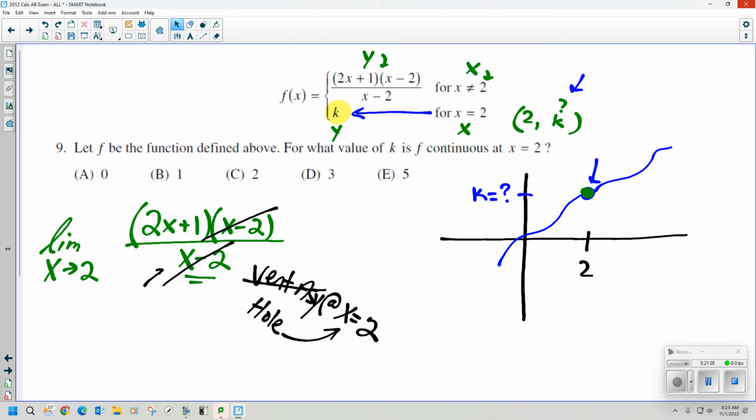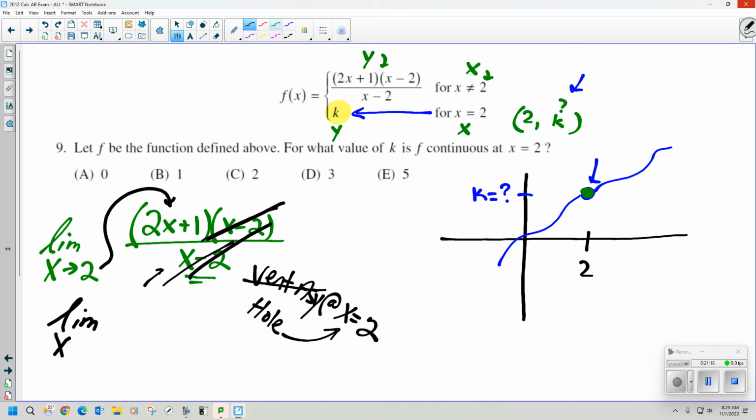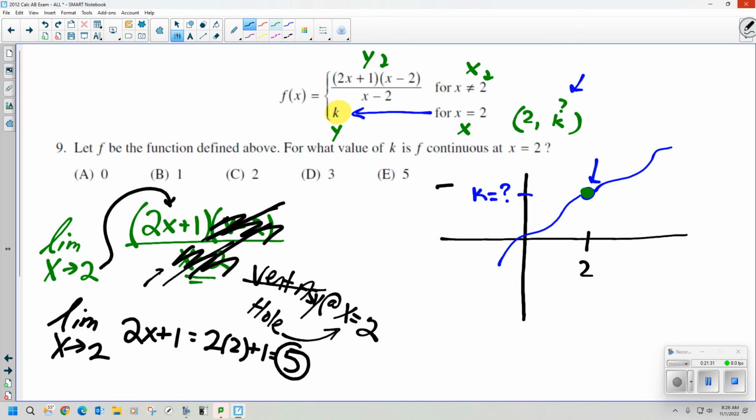All I got to do is plug my 2 in for my canceled expression. Right now, when these cancel, I have the limit as x approaches 2 of 2x plus 1. How come? Because I canceled these two, numerator and denominator. 2 times 2 plus 1 is 5. You should have a y value of 5. K should be 5 right here.